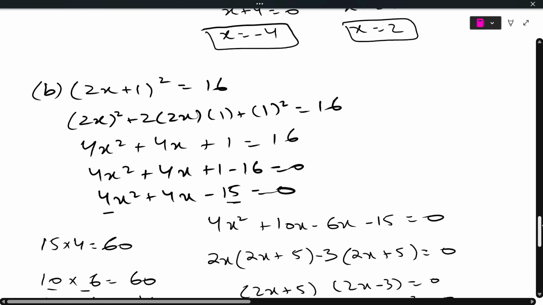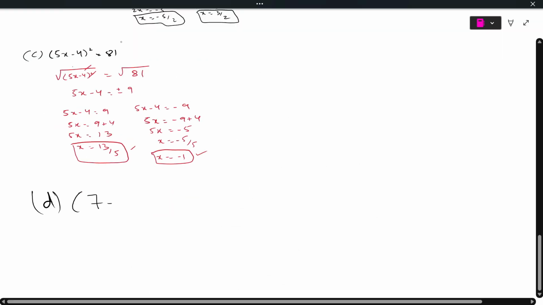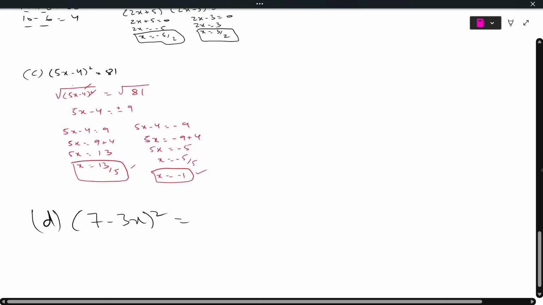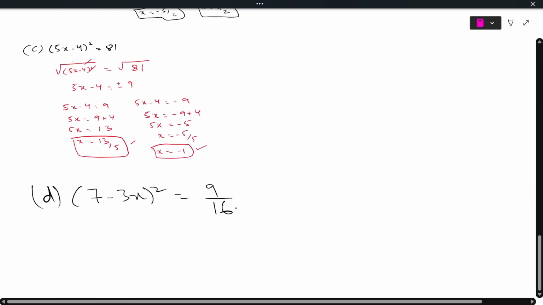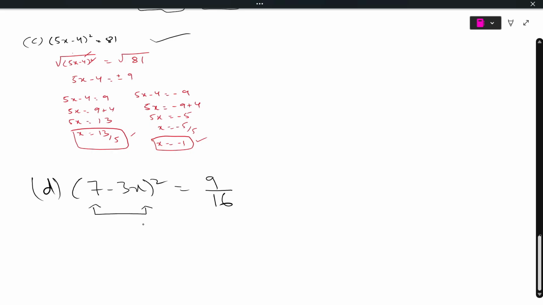Any questions? Let me first write down the question over here. 7 minus 3x whole square is equivalent to 9 over 16. One method of solving part number D is the same way as we did part A and B, where you expand it using the identity a square plus 2ab plus b square and then simplify it, or you can use the method that we used in part number C to solve this question.